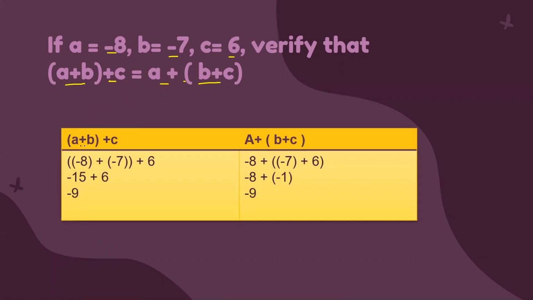Simply first take these two. First of all, write like this: A plus B plus C, and in the next column, write the other situation that is given to you. In this one, A plus B is in the bracket and plus C is outside. And here A is outside and B plus C is inside. So just put the values.